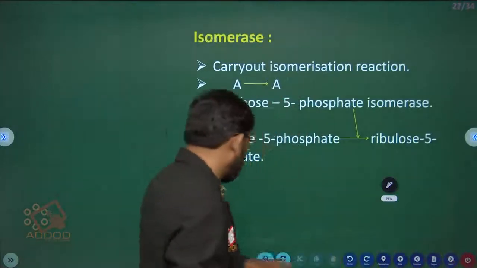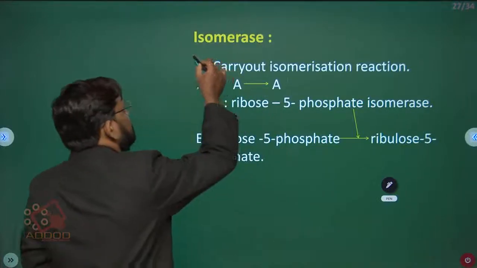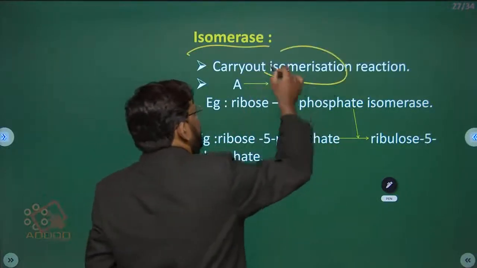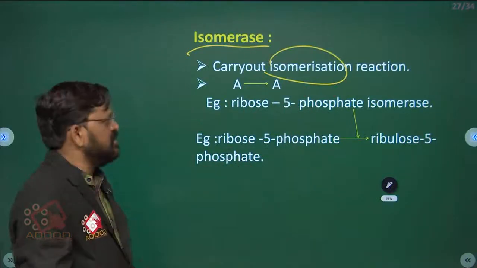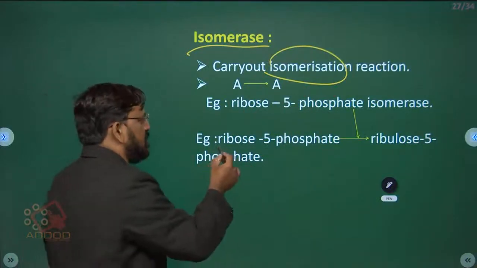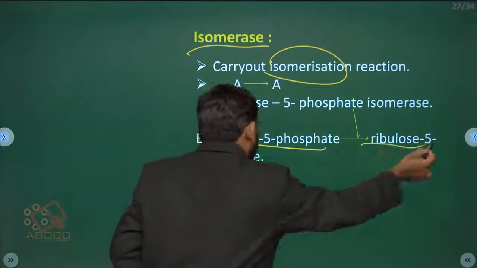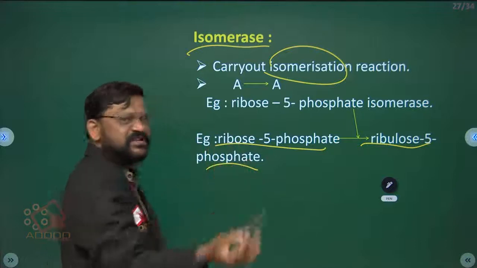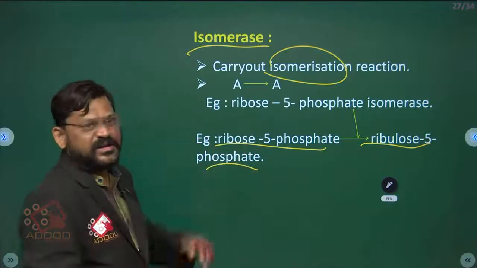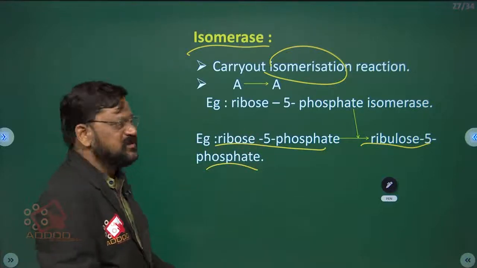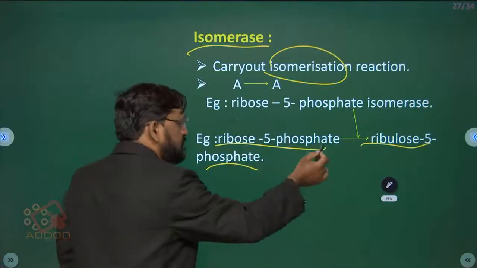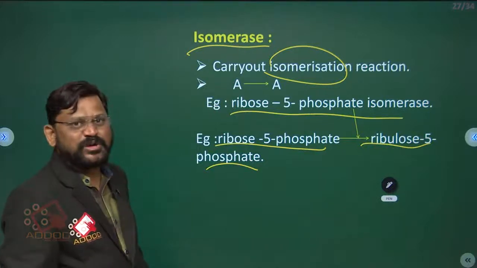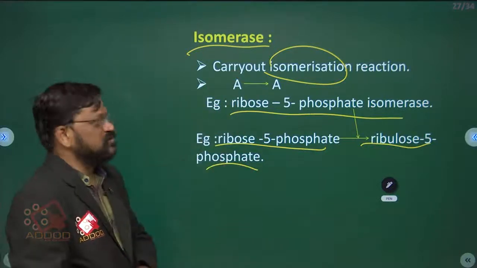Next class of enzymes is isomerases. They catalyze isomerization reactions, which are structurally the same, functionally different. A becomes A. So for example, ribose 5-phosphate will become ribulose 5-phosphate. See, ribose 5-phosphate and ribulose 5-phosphate are structurally the same but functionally different. So who catalyzes this? This reaction is catalyzed by the enzyme called ribulose 5-phosphate isomerase, which is the best example for isomerase.